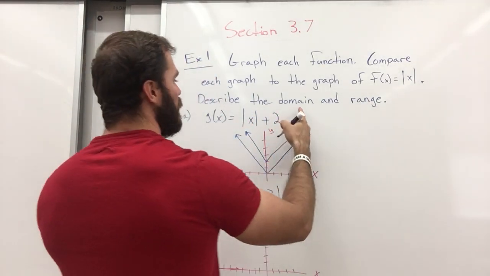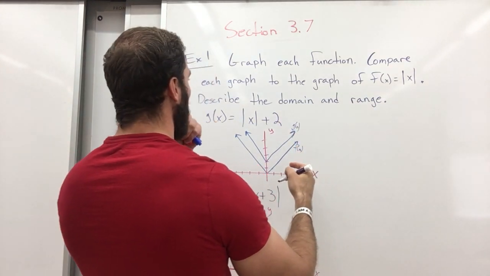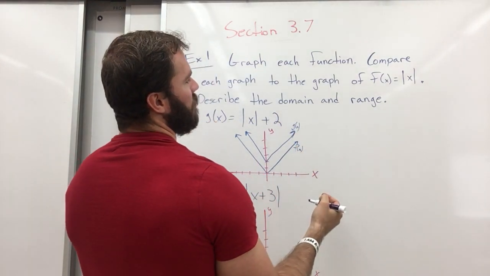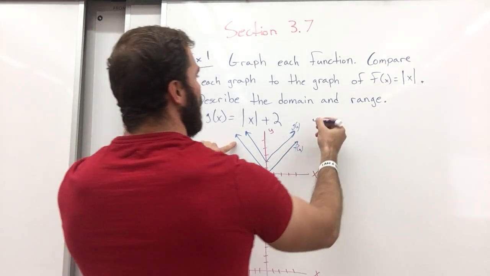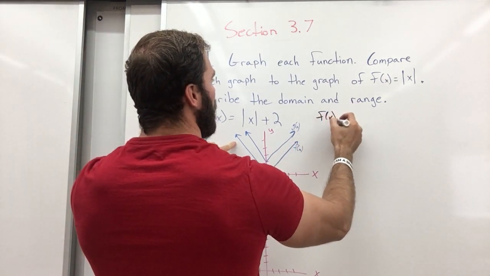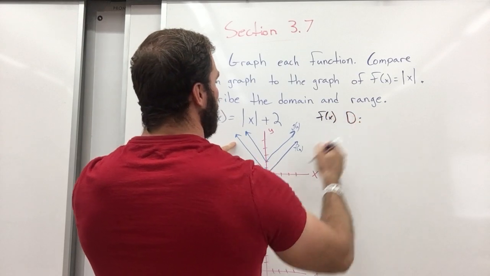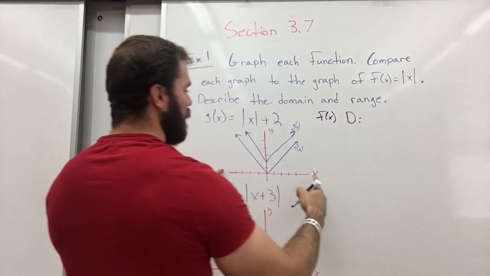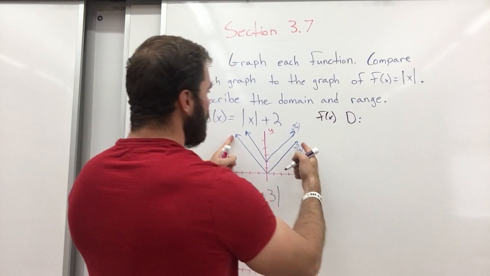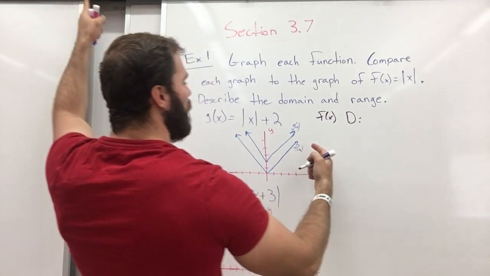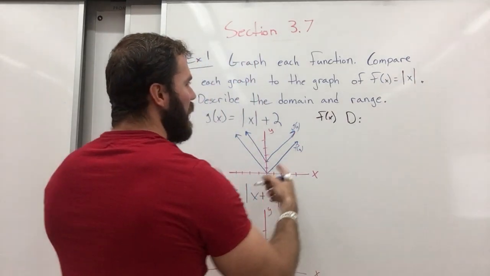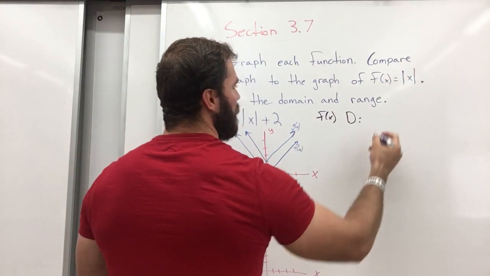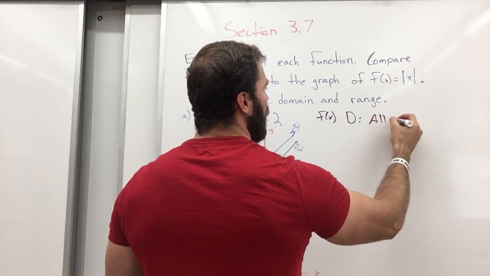My domain, the domain for, do I need to explain the domain for both? I'll do both anyway. So let's do f of x. My domain is going to be all the x values, right? Since these arrows are going forever in the negative direction and forever in the positive direction, it's going to be all my x numbers. So I can say all reals.